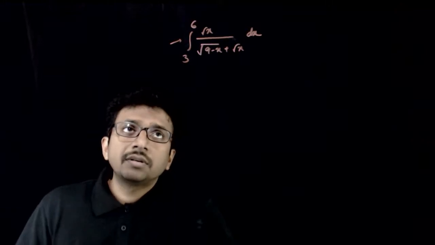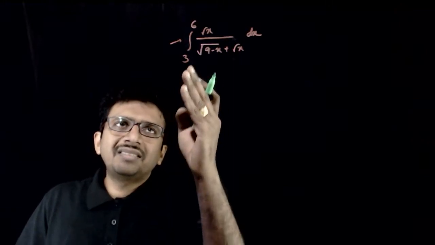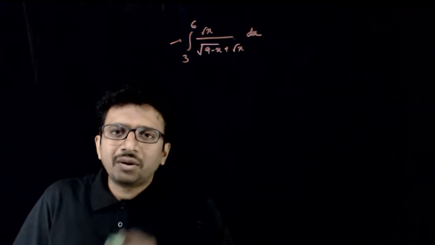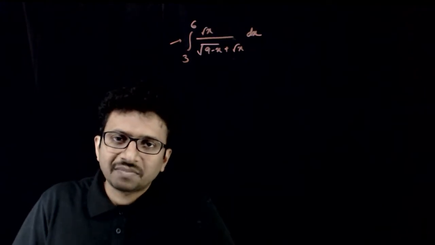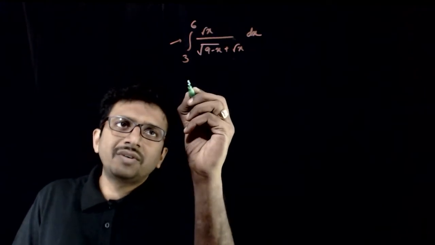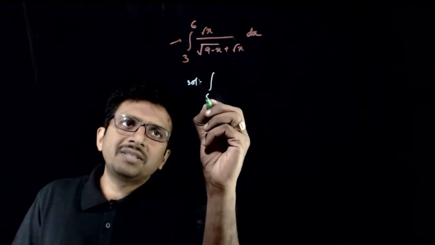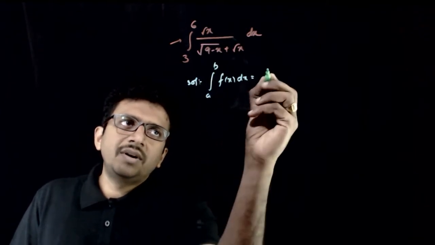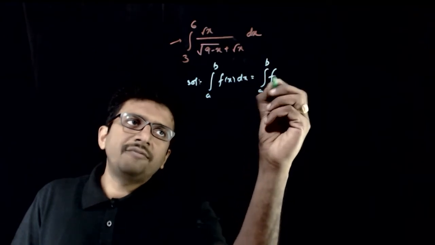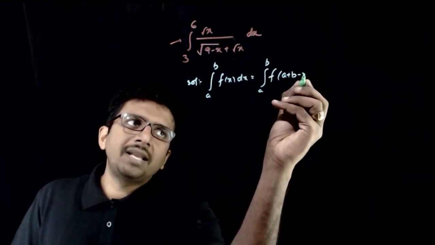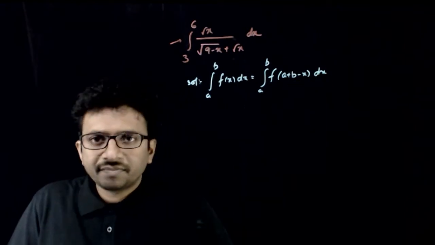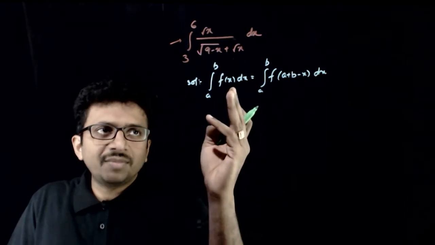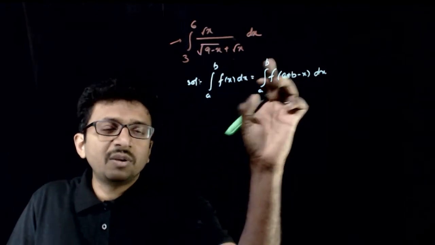So welcome students. In this question you're asked to integrate root x by root 9 minus x plus root x dx, from 3 to 6. In a very straightforward question, we have a formula which says that integration from a to b f of x dx is equal to integration from a to b f of a plus b minus x dx. Right? x in f of x can be replaced with a plus b minus x.